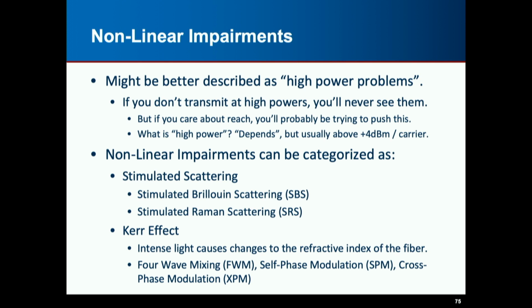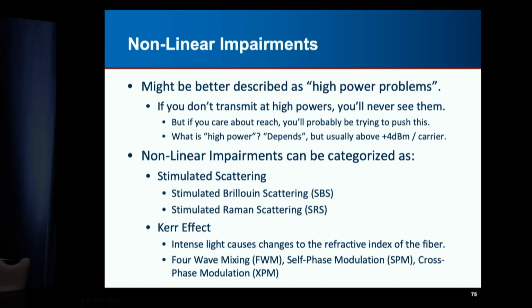So if you keep your power less than that, even if you run an 80 kilometer DWDM system from your router, you're probably going to launch at like a 0 or a +1. Unless you then immediately go into a booster, you're never going to see a nonlinear problem. You only see this when you're really trying to get as much power as possible through the system. So nonlinear impairments, there's two different kinds, right? So one kind is stimulated scattering.